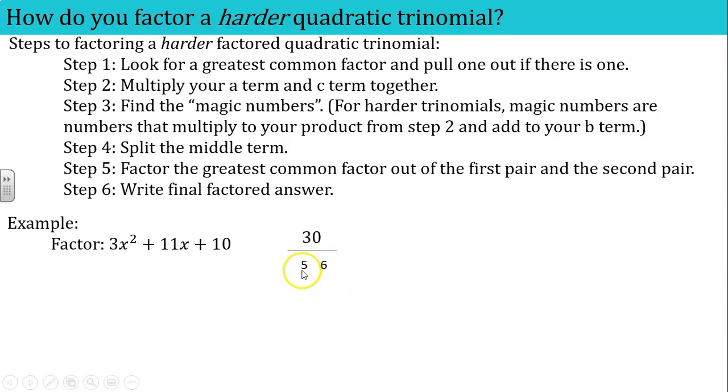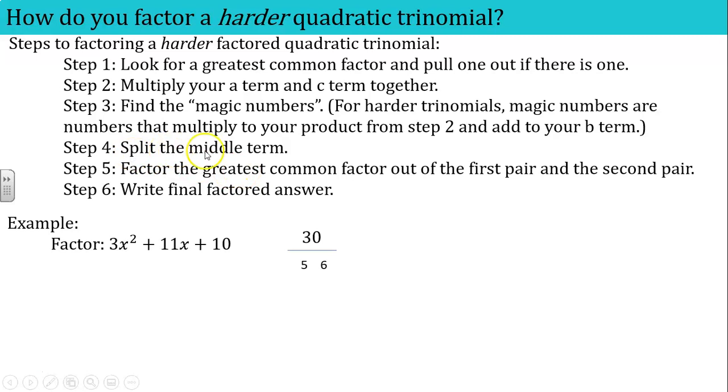The correct magic numbers are 5 and 6. Pause with me and confirm that they work. 5 times 6 is indeed 30, and 5 plus 6 does add to 11. So they are magic numbers that work.